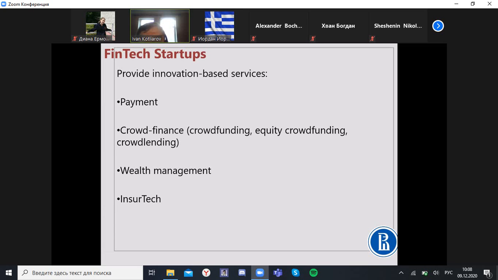Insurtech. It is about implementation of digital technologies in insurance. For example, adaptations of payments to the level of risks of each person. Okay, it is a pretty important technology because it helps to balance the risks and the payments.